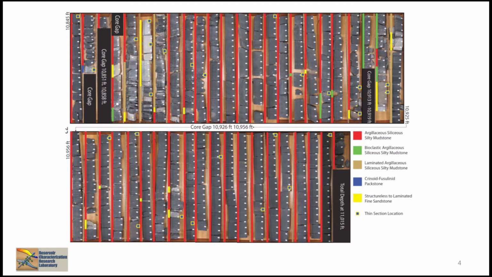This is a photograph of the core boxes. The boxes at the bottom are the bottom core interval. There's a big 30 feet gap in the middle, and the photograph at the top of the slide is for the upper part of the interval.